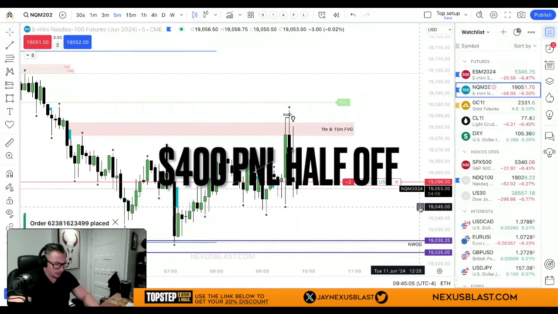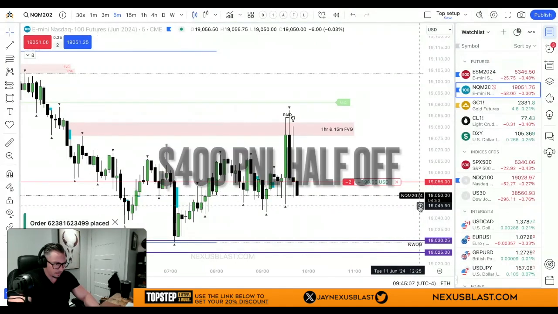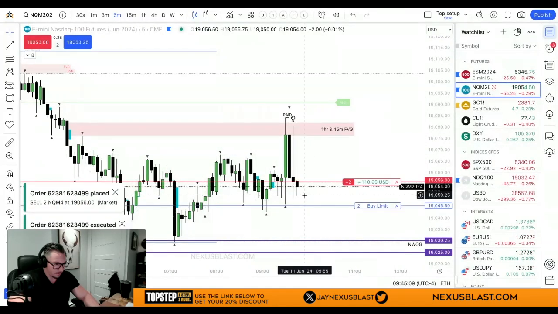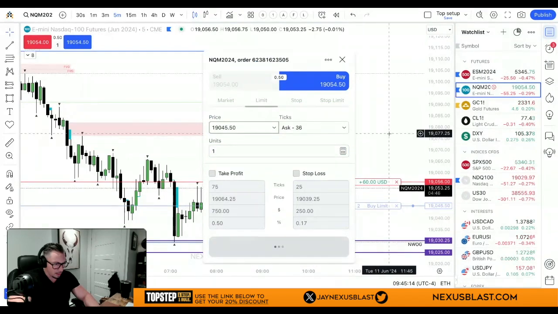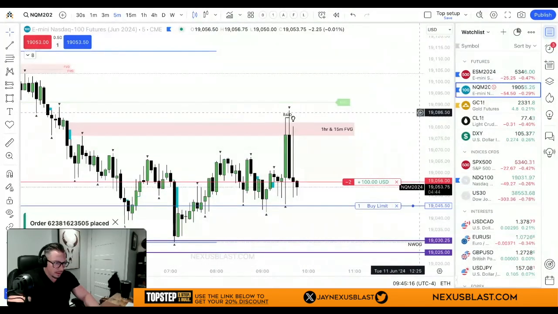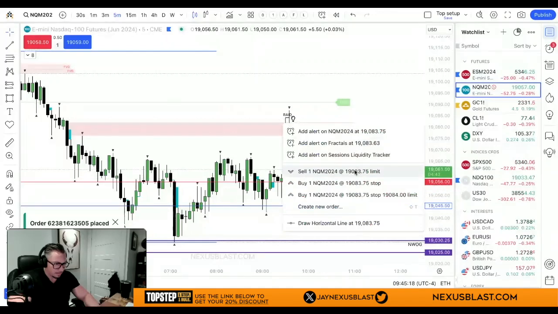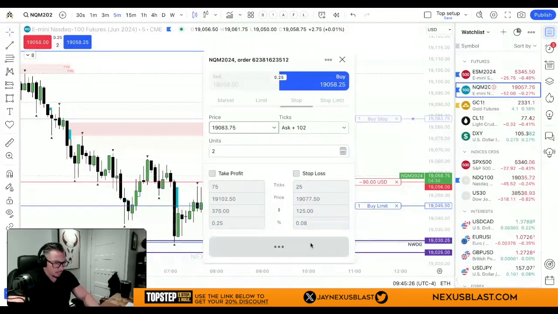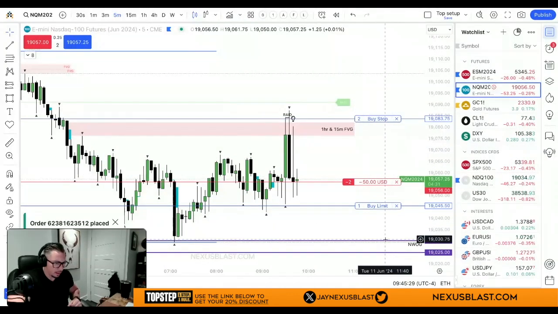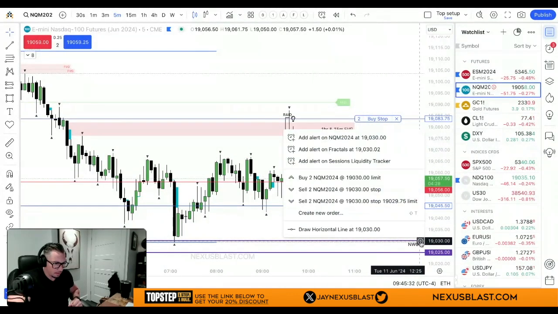$400 is the mark. 56 to 46, 1 off if we have the time to do this. Then this would be break even, stop. And then the second target, let's just place it here for now.